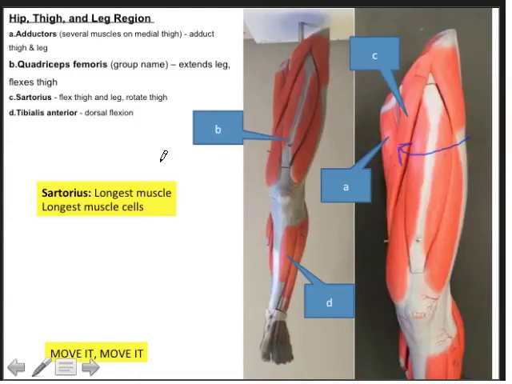And the tibialis anterior, which is right here, this would be the medial side of the leg, and this is the lateral side of the leg. What the tibialis anterior does is it engages in dorsiflexion, so it lifts the toes up. So those are the movements, and those are the related muscles.